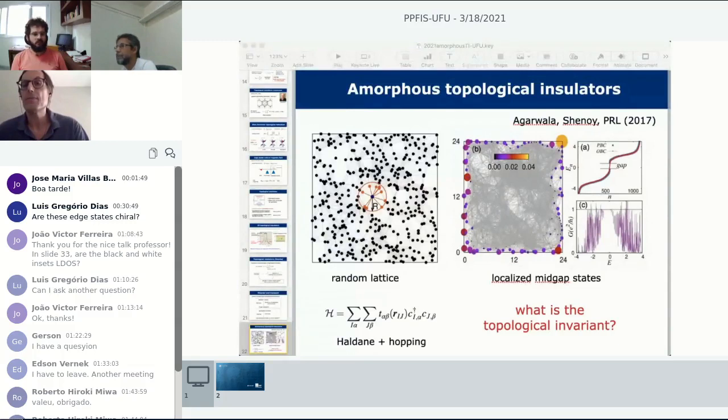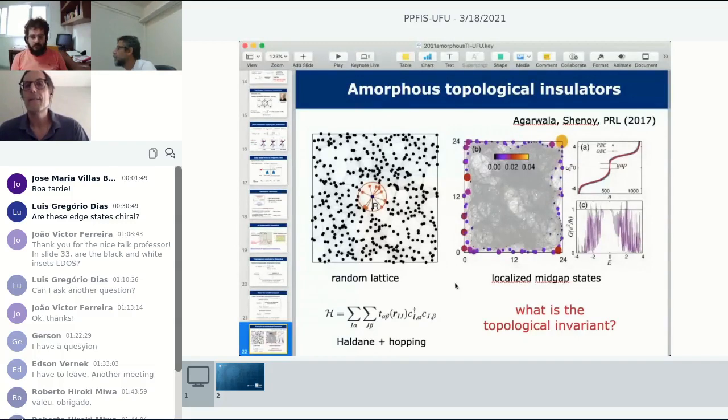Yes. Just a question. What is the horizontal axis on the top right corner graph? This one? Yeah. What is n?